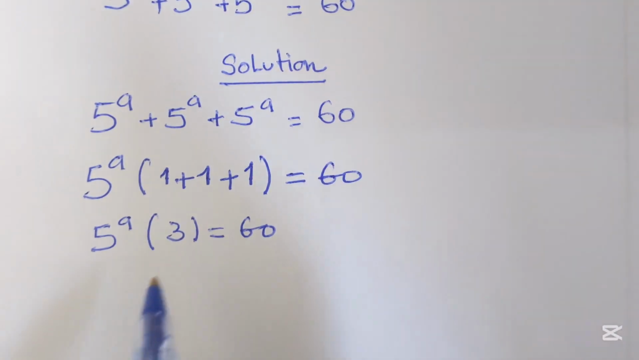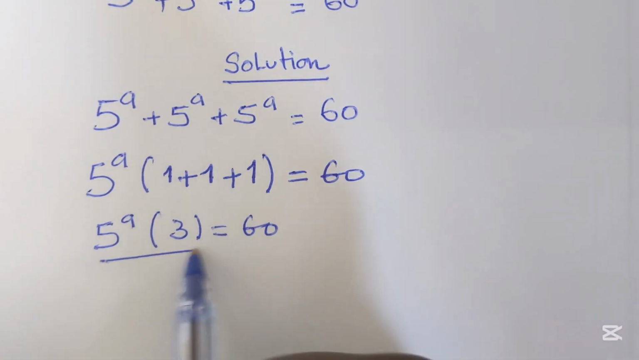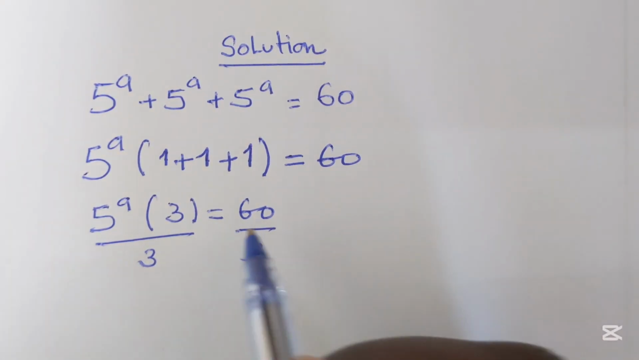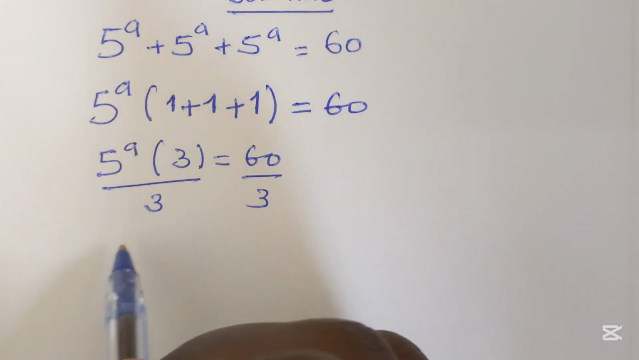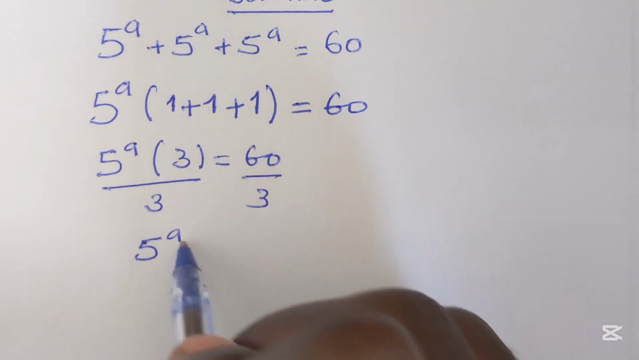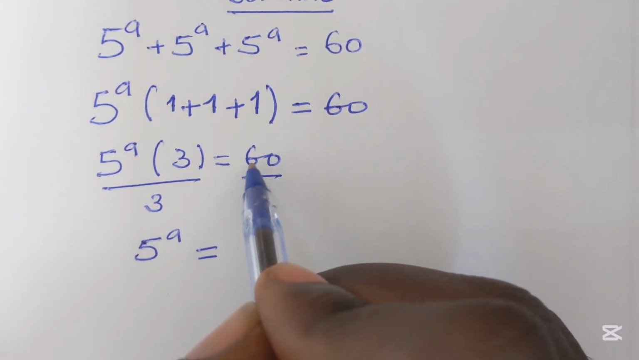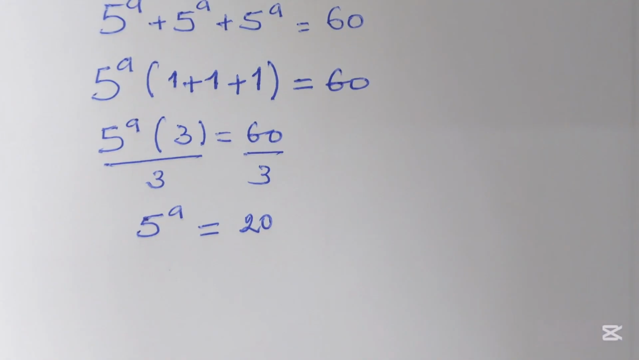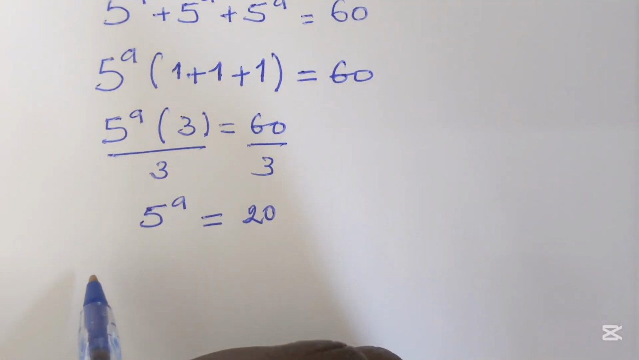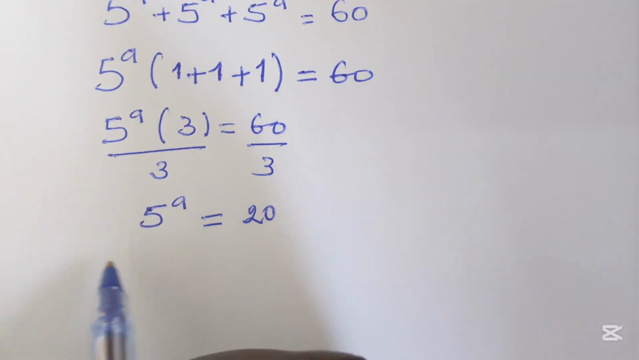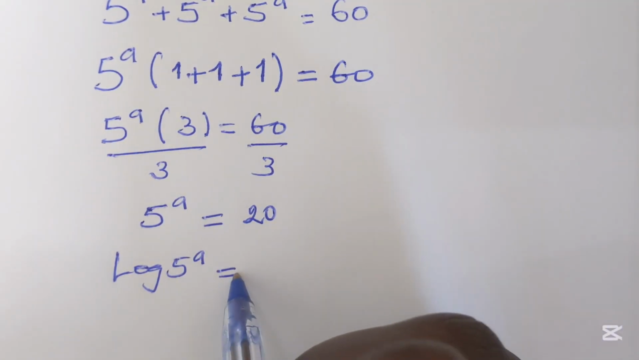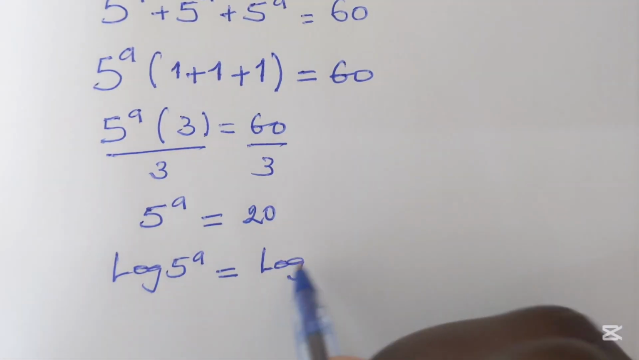10 times 3 equals 60. Here we shall divide both sides by 3 to get 5^a = 60 divided by 3 = 20. Then here we shall apply logarithm on both sides: log of 5^a equals log of 20.